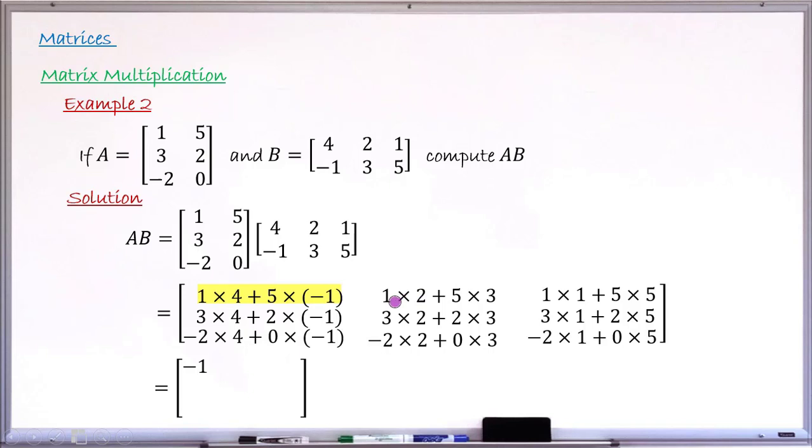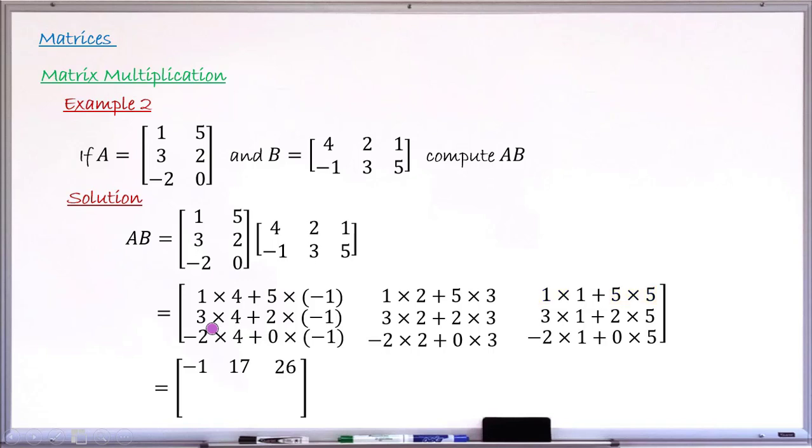Then I'm going to take the next one. Next one is 1 times 2 plus 5 times 3. 5 times 3 is 15 plus 1 times 2 is 2, which is 2 plus 15. That will give me answer 17. Look at it here. Then next, 1 times 1 is 1 plus 5 times 5, 25. So I'm going to have 26 over here. Look at it. I'll continue like that.